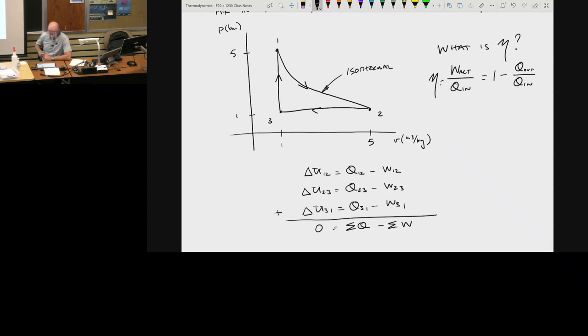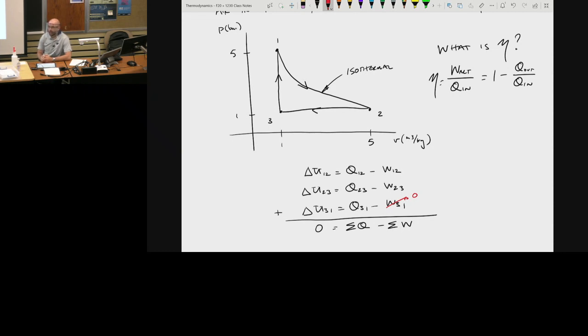Okay, in the top 3 equations, the 1, 2, 2, 3, 3, 1 equations, there are 2 things here that go to 0. Give me one of them. Work from 3 to 1 goes to 0. It's correct. Why? No area under the curve. That's one way to say it. Or you can say it's a constant specific volume process. There's no boundary work. Absolutely. Work from 3 to 1 goes to 0.